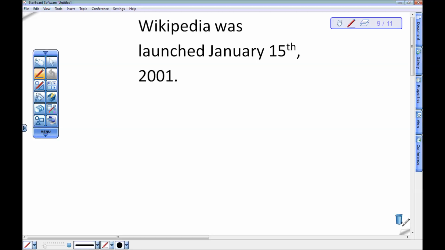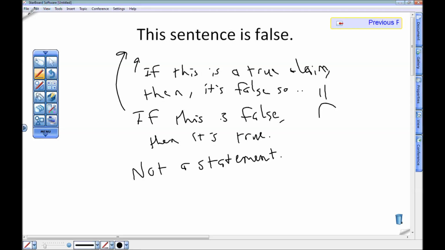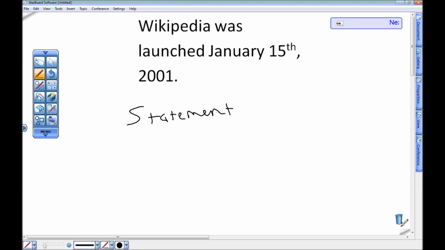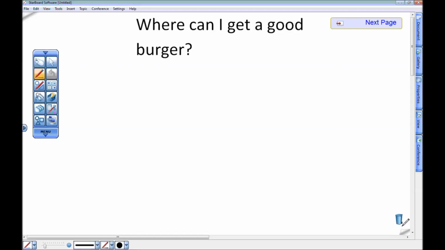Here's another sentence. Wikipedia was launched January 15th, 2001. Even if you have no idea if that's true or false, you know it must be one of them, so this is a statement. Just a second. Did I write not a statement here? Yeah, I did. Okay. Good. So yeah, Wikipedia was launched January 15th, 2001, is a statement that happens to be true, I believe, or so I read on Wikipedia's Wikipedia page.